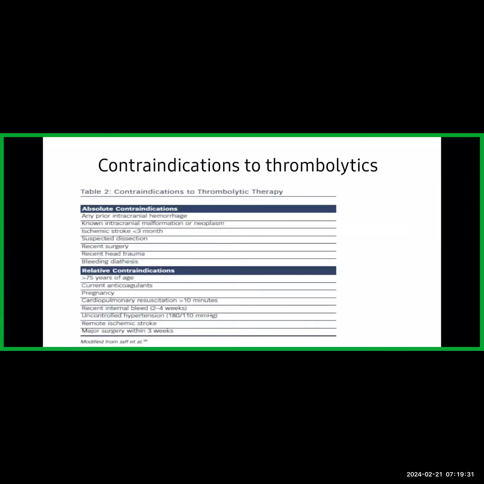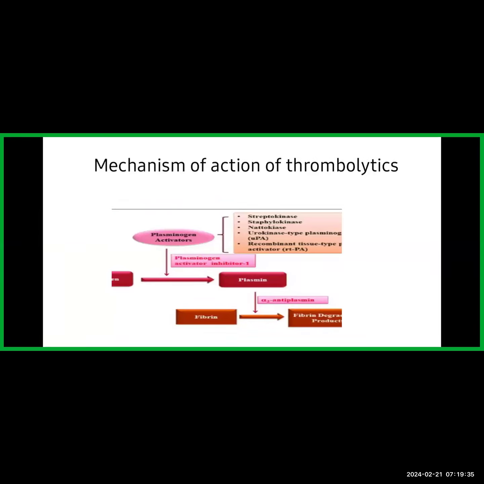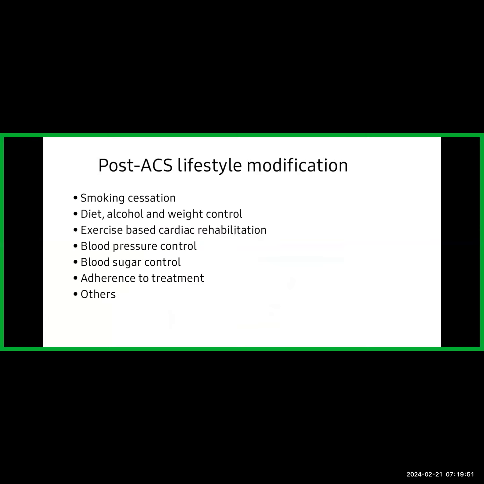Right. These are some of the contraindications to thrombolytics. This is the mechanism of thrombolysis. They convert plasminogen into plasmin. Subsequently, plasmin degrades fibrin into fibrin degradation products. Why I use this slide is very important, because this slide will help us answer subsequent questions. So having managed the patient with this condition, post-ACS lifestyle modification is very important.